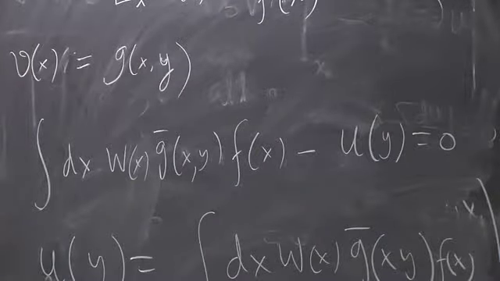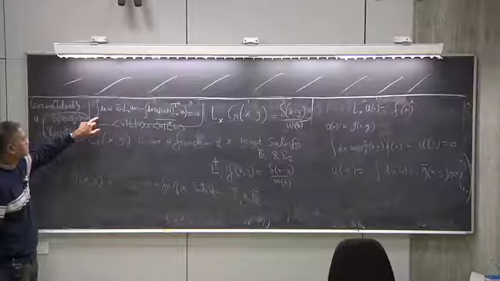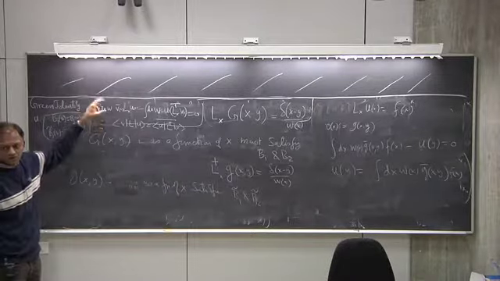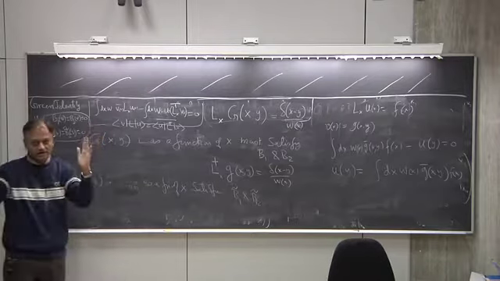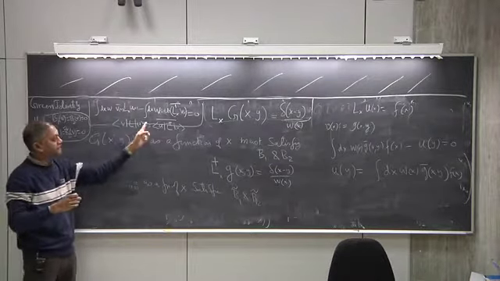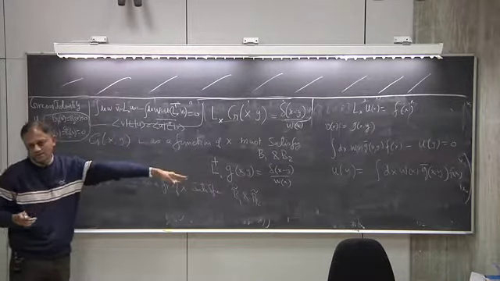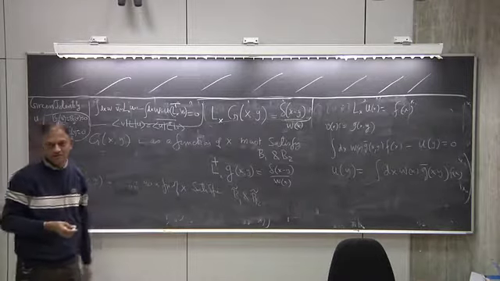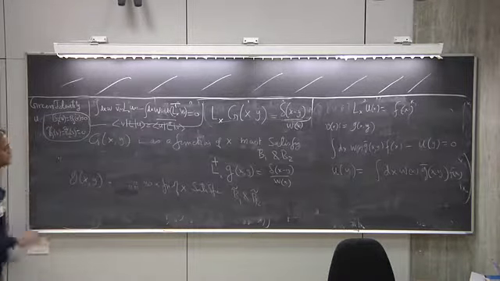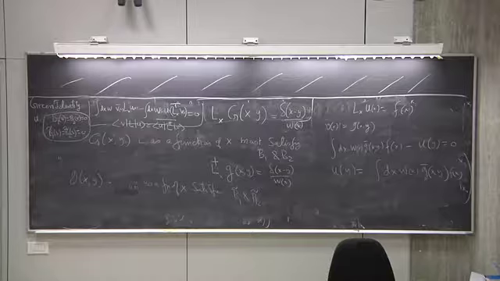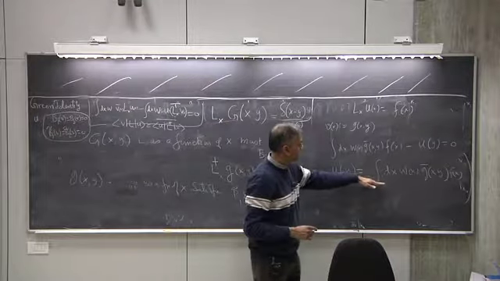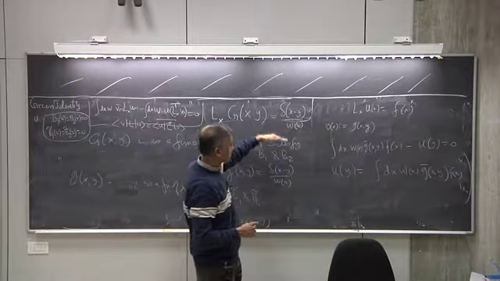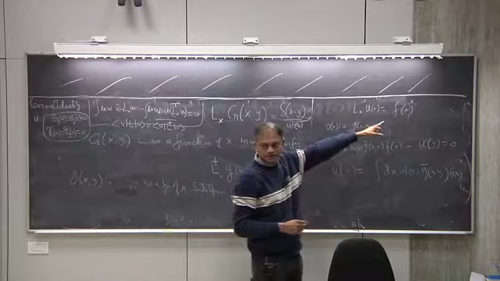Many times I'm not writing this, it's understood that everything is in the interval x0 to x1. When I write this integral, it always means whatever interval you have chosen, everything is between x0 and x1. But I'm not going to write it, otherwise it will take too much time. So all these integrals are in that interval. So this way, you are using this Green's function to find a solution of that equation.